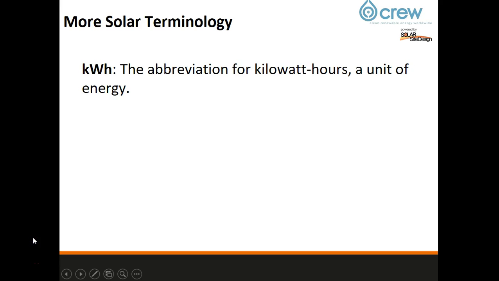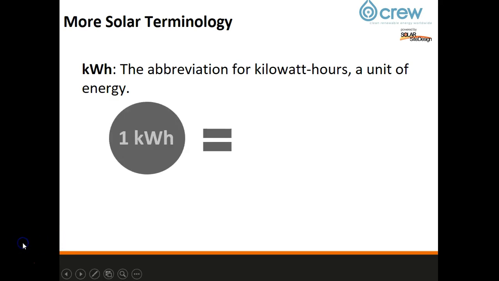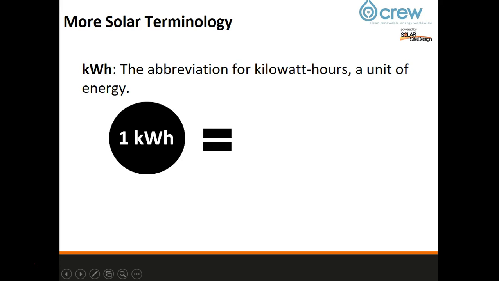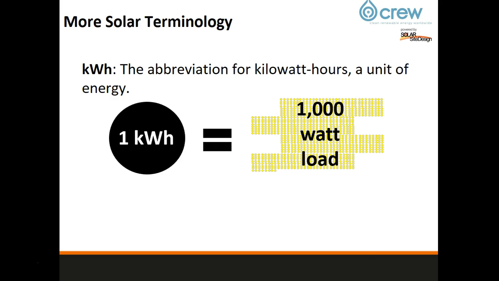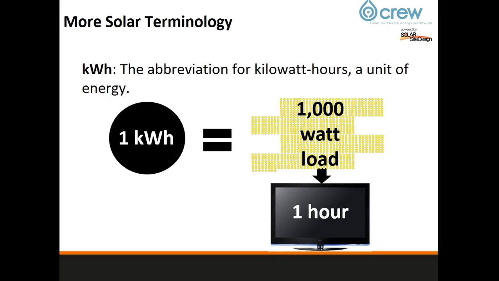Now that we've covered the key components of a solar system, I think it's important to review just a few key solar terms. The first one I want to go over is kWh, the abbreviation for kilowatt hours, which is a unit of energy. Just to give you a visualization of what this looks like, 1 kilowatt hour represents a 1,000-watt load operated over a period of 1 hour, which is essentially the usage of a plasma TV.